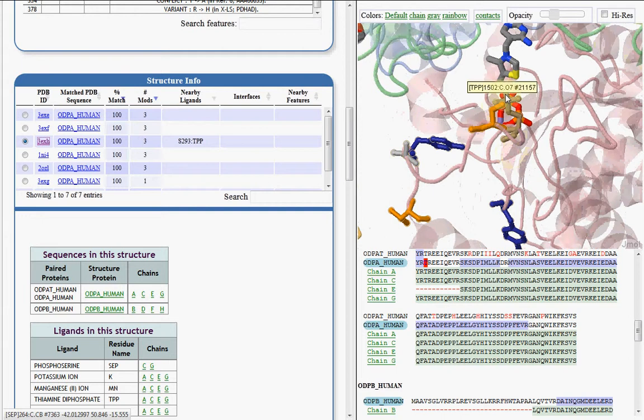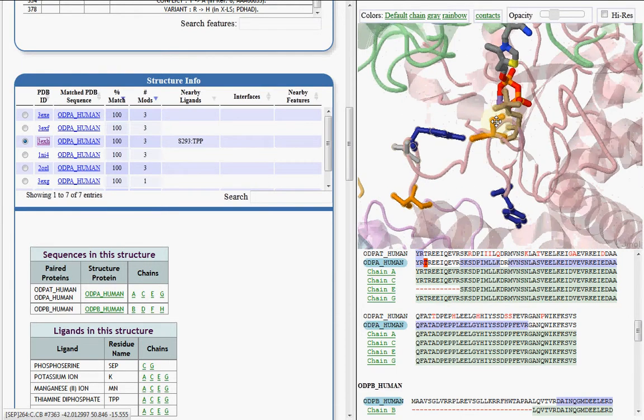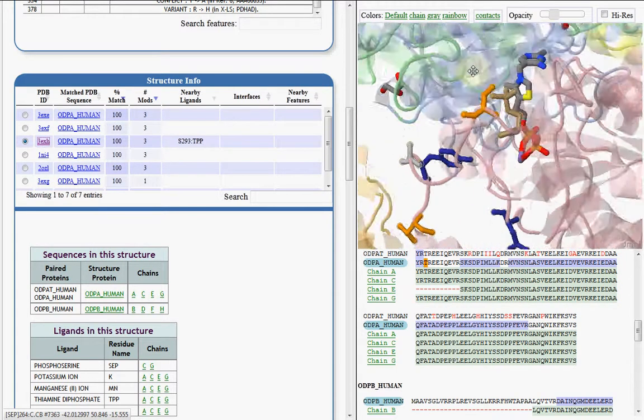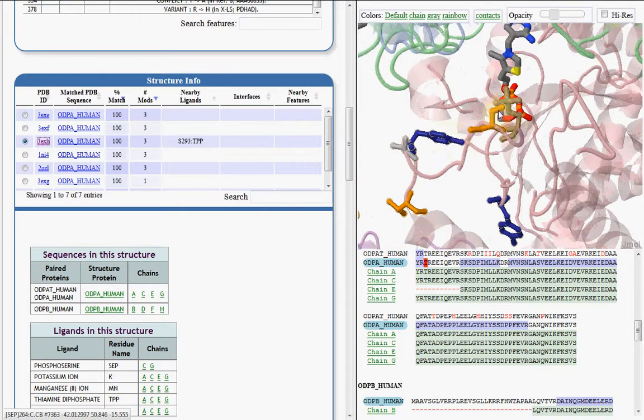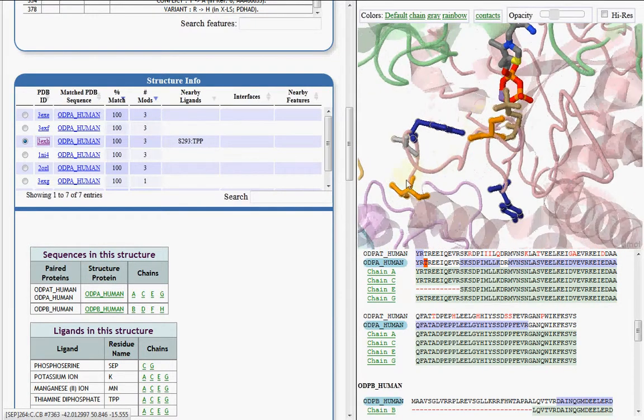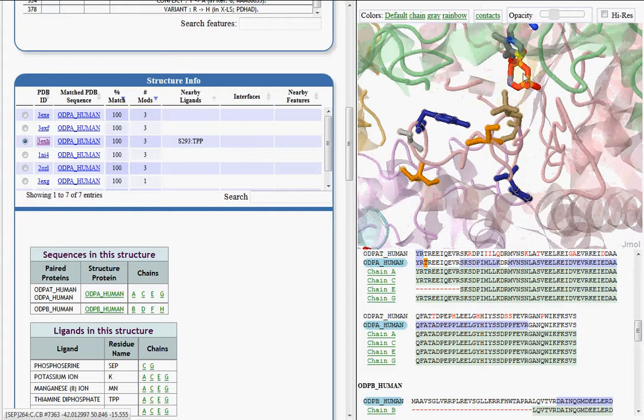So this is a perfect example of how, using this web resource to analyze your mass spectrometry datasets, you can obtain an in-depth molecular insight as to how individual modifications can affect the function and structure of proteins.